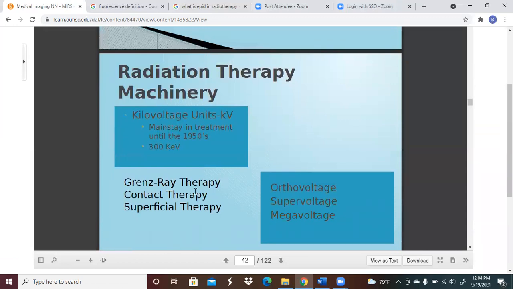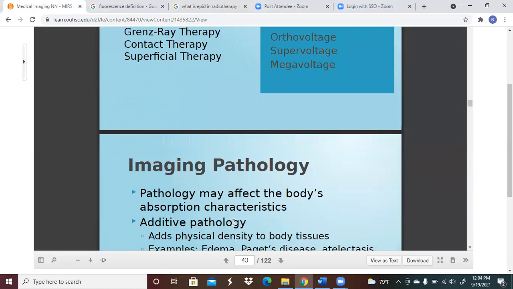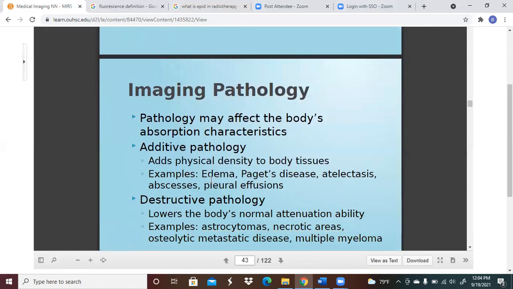So back in the 1950s, your kilovoltage units were the mainstay in treatment, running around 300 keV. As time progressed, you went into orthovoltage, supervoltage, megavoltage. And obviously today we're focusing more on the megavoltage. It's going to be very hard to find a clinic, not impossible, even in the States, perhaps, but most machines, I think, have progressed down to at least having something around 4 MeV or greater.